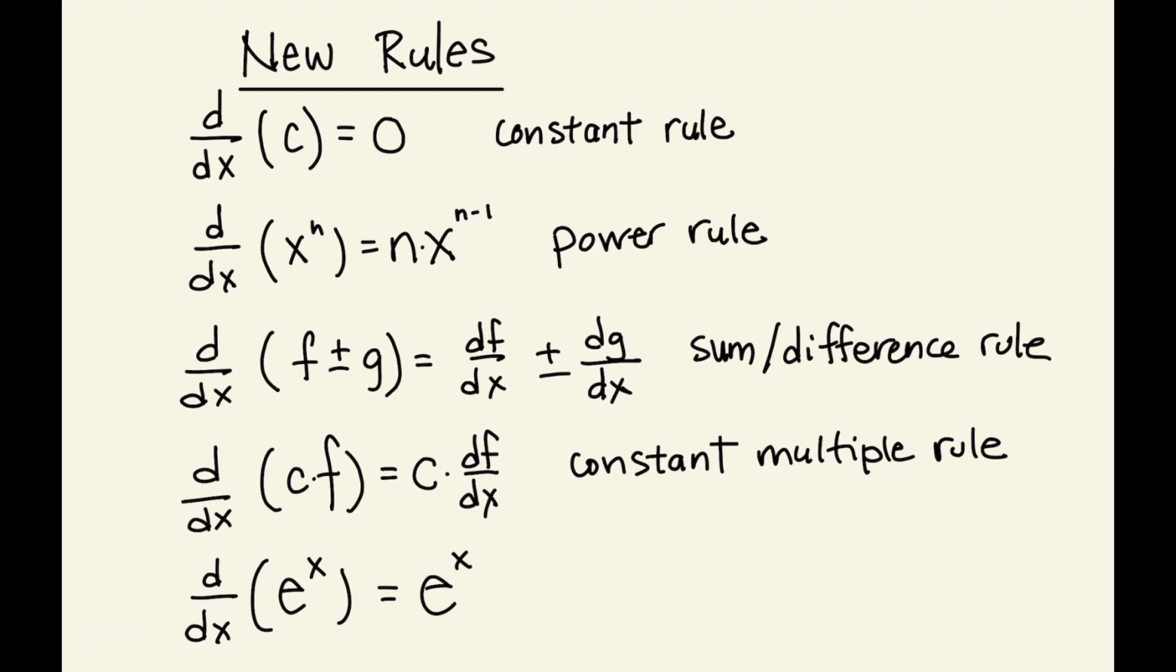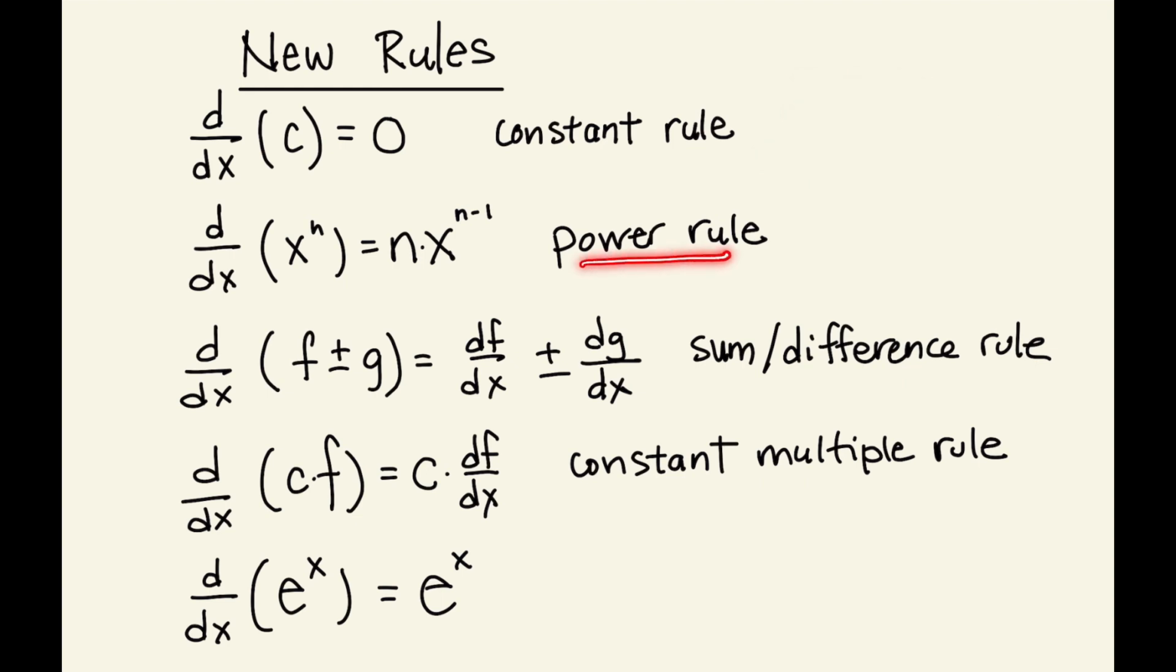The first rule is called the constant rule, and it just tells us that the derivative of a constant is always equal to 0. So if this is any number, like 5 or 7, the derivative is just 0. And we should expect that because the function y equals c is just a horizontal line, so all the tangent lines will have slope 0 also.